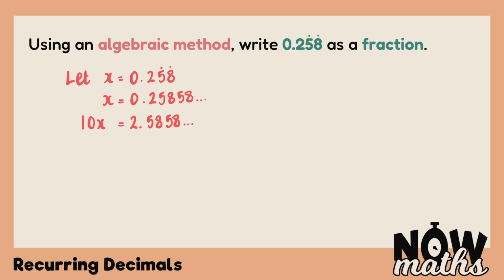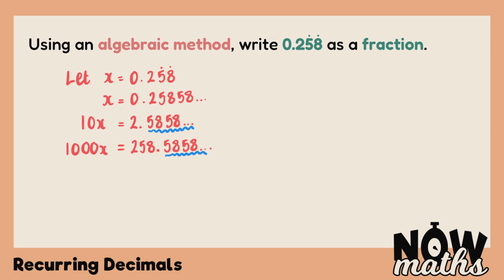So let's multiply by 100. So 10x multiplied by 100 is 1000x. And multiplying the decimal by 100 shifts it to the left 2 times, which gives us 258.5858 and so on. We now have our two decimals that look identical after the point because they both end in 58 recurring. So we're going to subtract these two decimals.